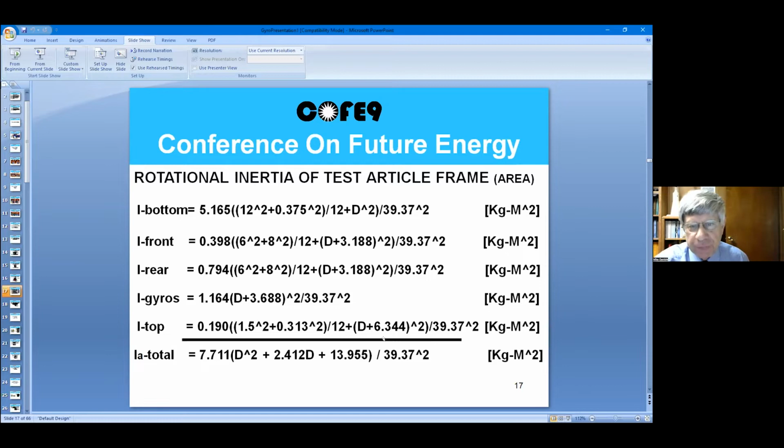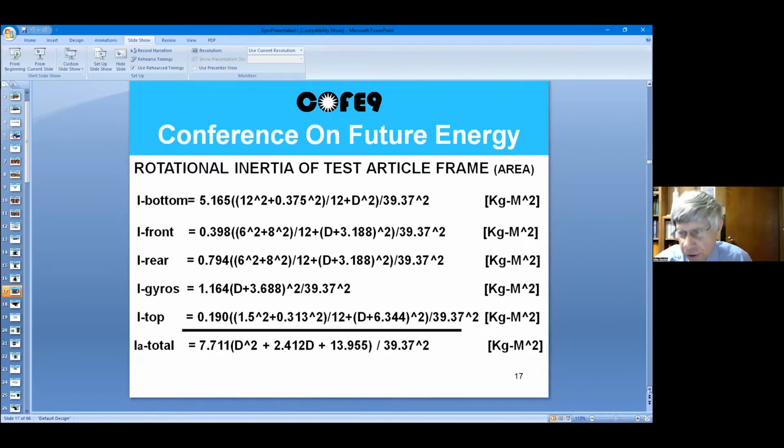6.344 inches. When you get done doing all the dirty mathematics there and you combine everything, add it up, take out the constant factors, you come down here, you get 7.711 kilograms times D squared plus 2.412D plus 13.995, divided by 39.37 squared. And that takes everything over to kilogram meter squared. It's a long drawn out process.